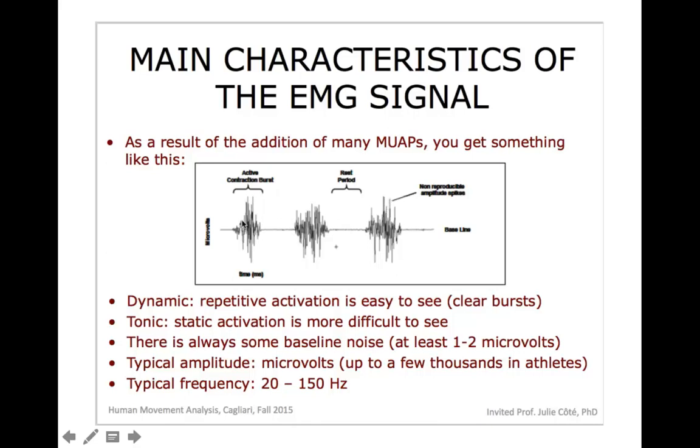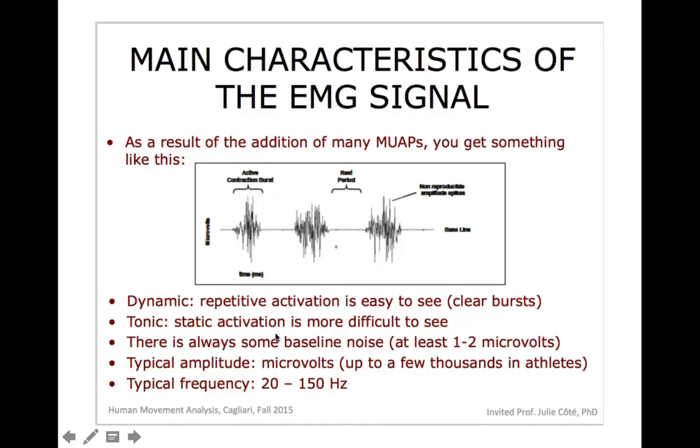So here's a person repeatedly contracting, and you can see each time the signature looks quite different. The rest period looks relatively calm. It actually doesn't look quite like this because there's usually quite a bit of noise, even at rest. So it's dynamic. The repetitive action is fairly easy to see. In the tonic or static part of the signal, activation is more difficult to see. There is always some baseline noise.